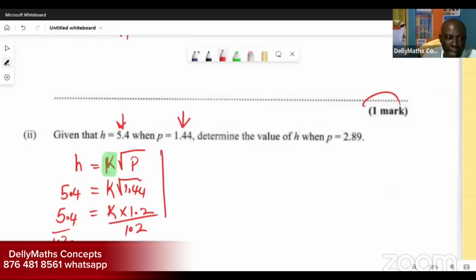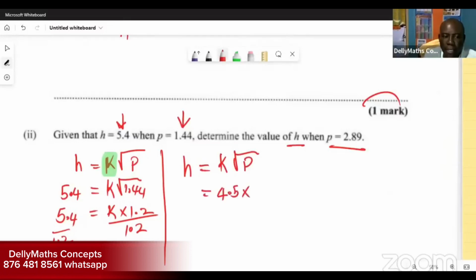Now, finding K will now just give us what we need to find h when P is 2.89. Same formula. h is equal to K times the root of P. We need to find h. So h is equal to K, which is 4.5, times the root of P. So the root of P is 2.89. So it's a root of 2.89 because P is 2.89.